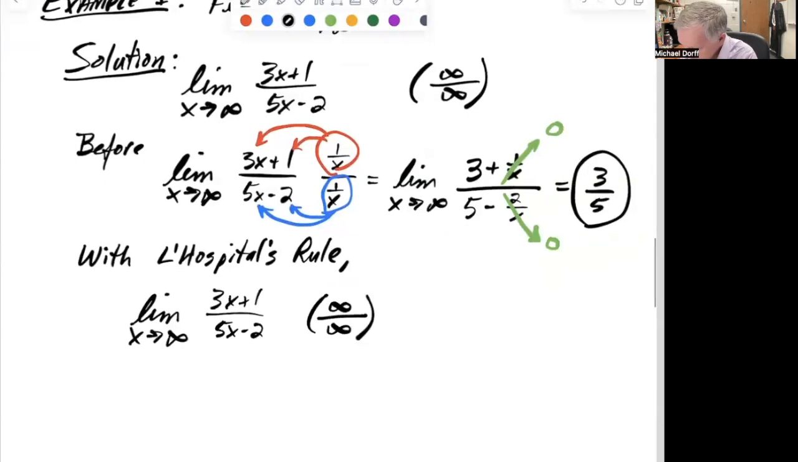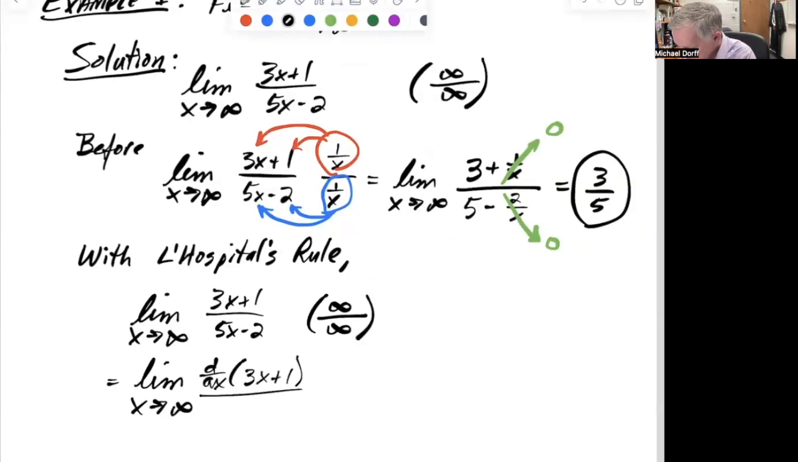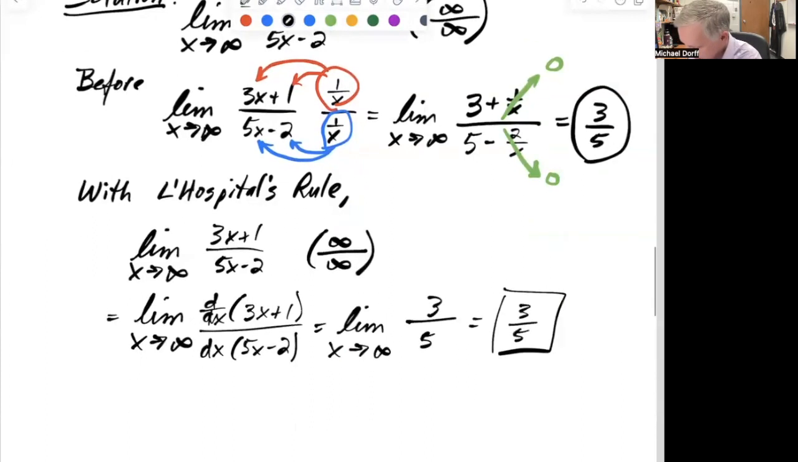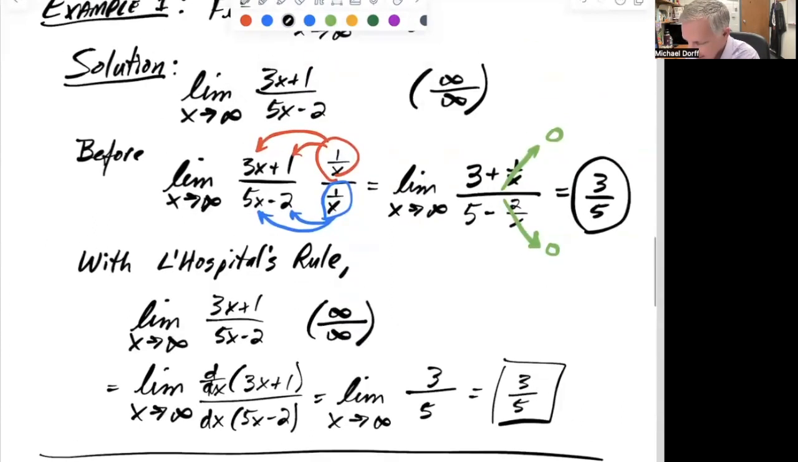over infinity. So my original limit is equal to the limit of the derivative of the top over the derivative of the denominator. When I do that, the derivative of 3x + 1 is 3, and the derivative of the denominator, 5x - 2, is 5. And so I get the answer 3/5. That's really cool, really simple and straightforward, and I like that example a lot.